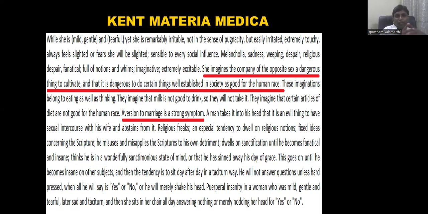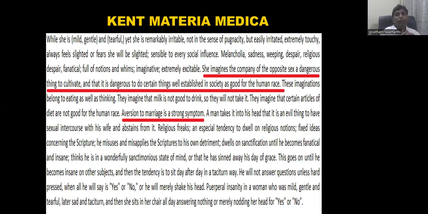So, for example, if there is any quarrel between the mother-in-law and this Pulsatilla personality, even in small scoldings from the mother-in-law, she'll weep, and her weeping is so pitiable to us. Melancholia, sadness, weeping, despair, religious despair, fanatical, full of notions and whims, imaginative, extremely excitable personalities.